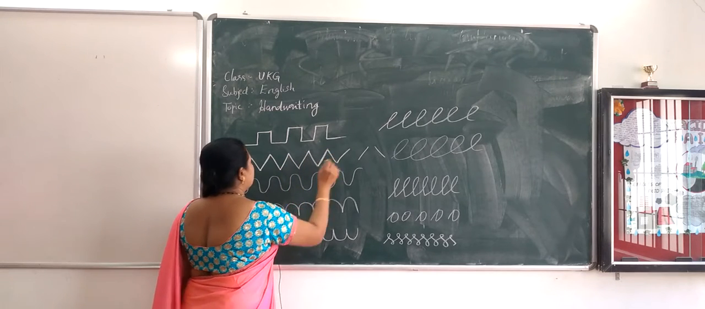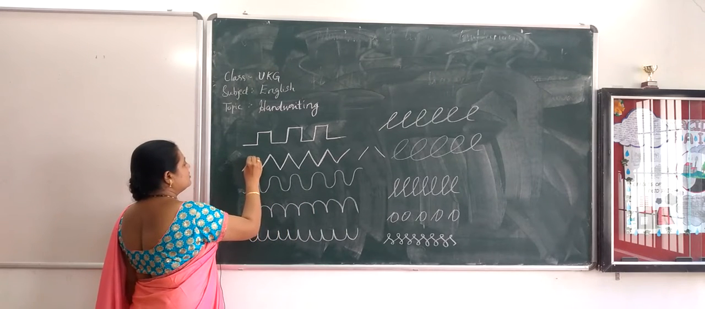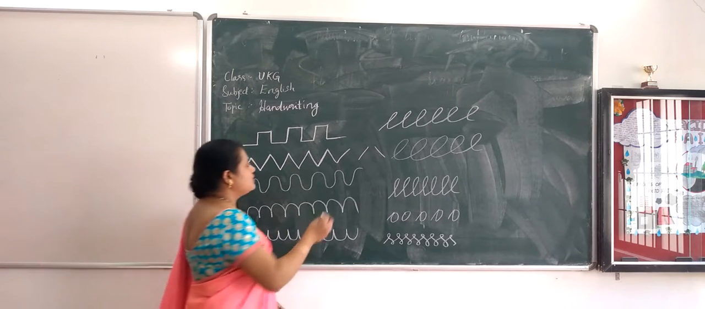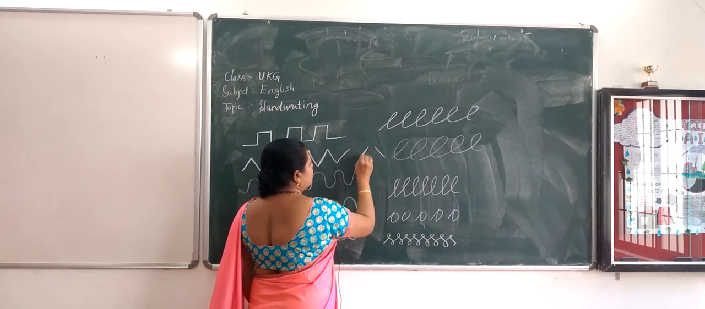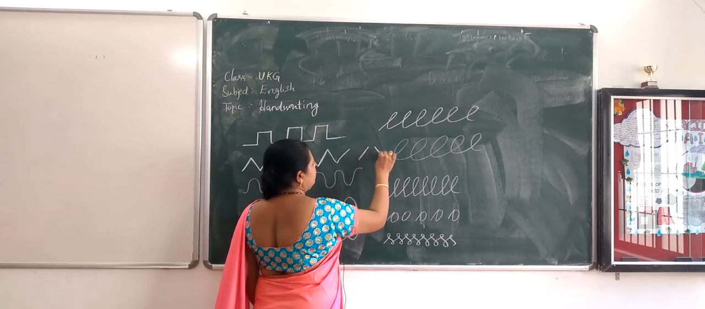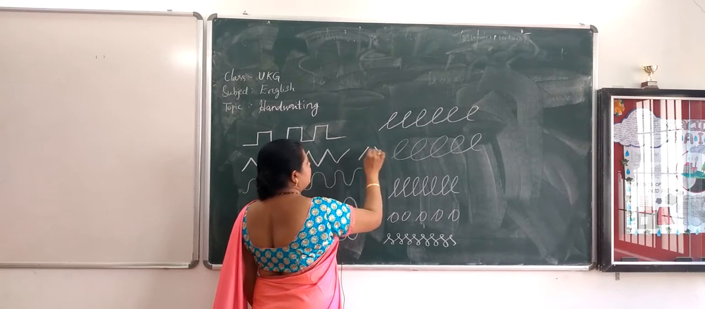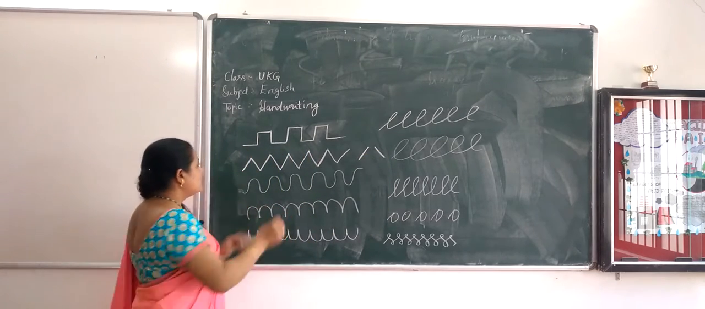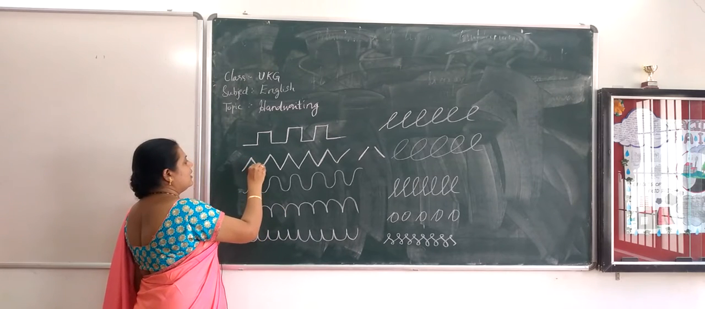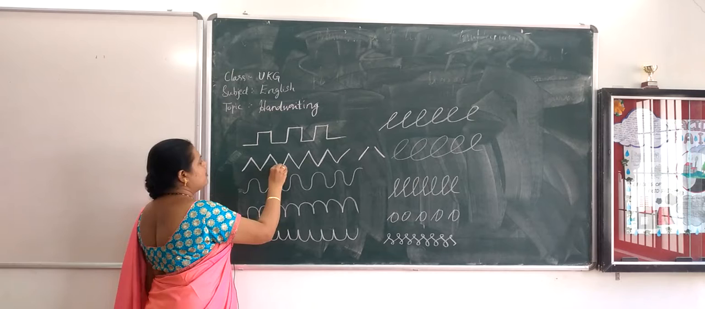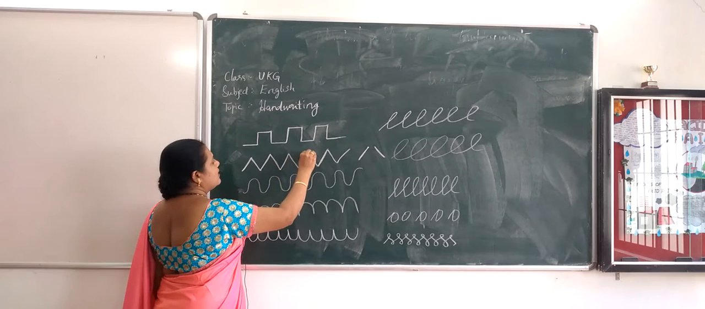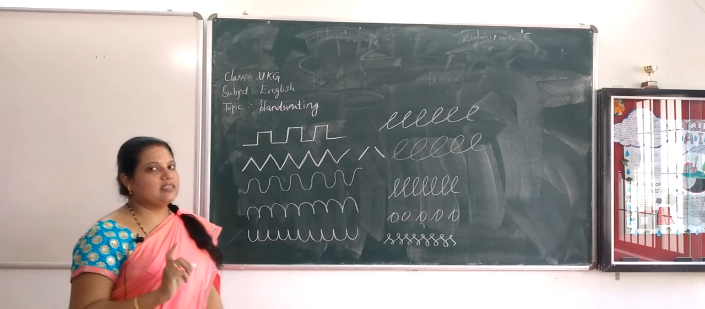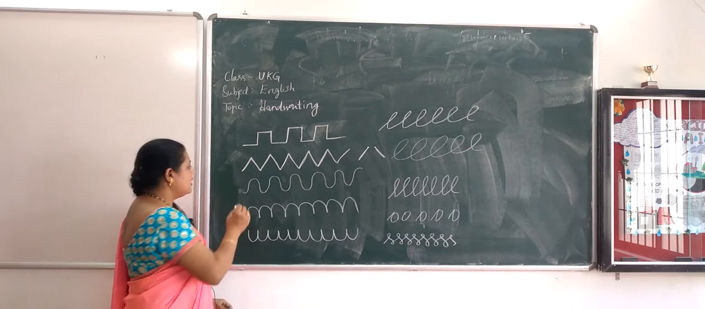Here you can find two slanting lines crossing each other, right? See them. This is from right to left. This is from left to right. Right to left, left to right. These are the slanting lines. Without leaving the pencil tip, you need to see how I am writing here. In the same way you need to practice this pattern. Okay, children? Yes. See the next one.